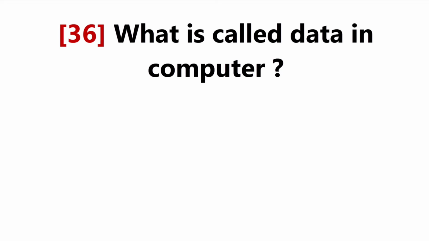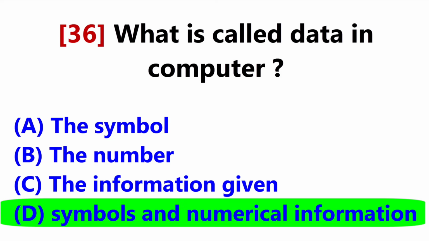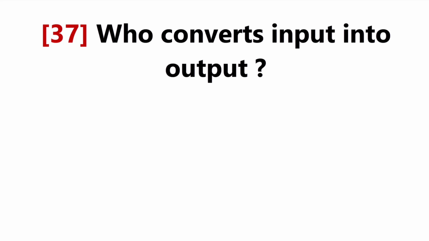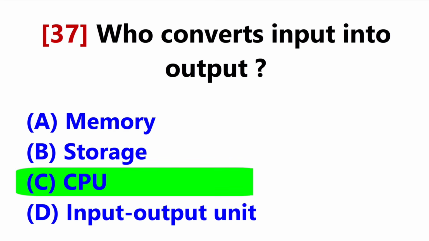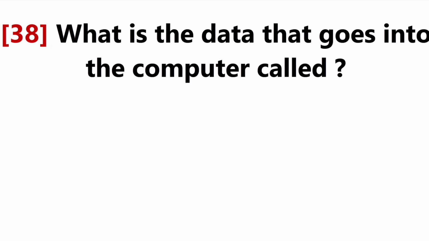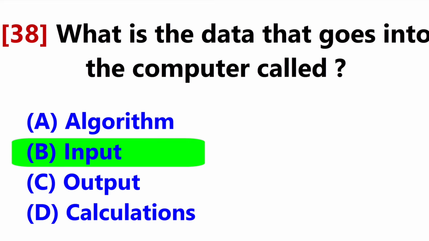What is called data in computer? Answer option D, symbols and numerical information. Who converts input into output? Answer option C, CPU. What is the data that goes into the computer called? Answer option B, input.